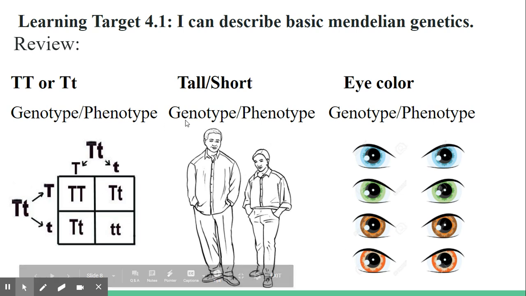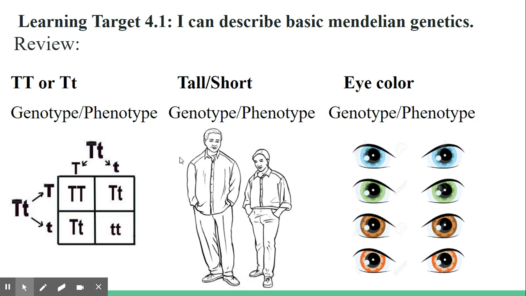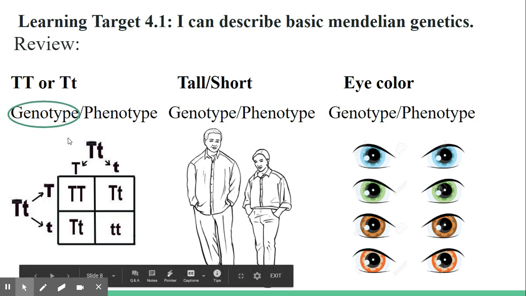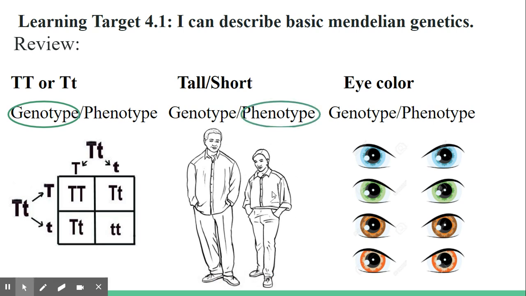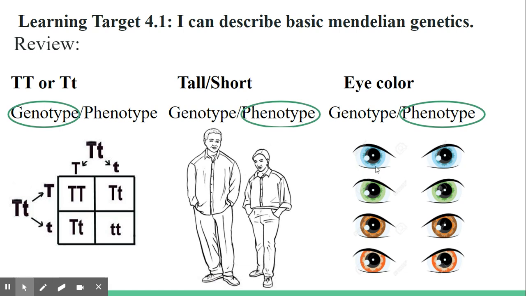Now, this plays out not only in tall and short, it works in humans as well, in eye color. So we have different genotypes, which are the individual letters here. And then the phenotypes are the physical representation of these letters, the physical look. Same thing with eye color. That's going to be the physical look. Whereas if it's letters, like we saw back in Unit 1 with the lions, that is the genotype.